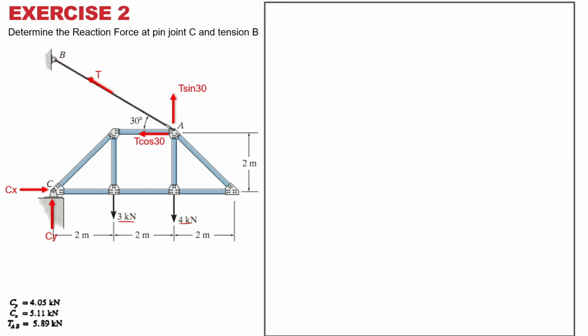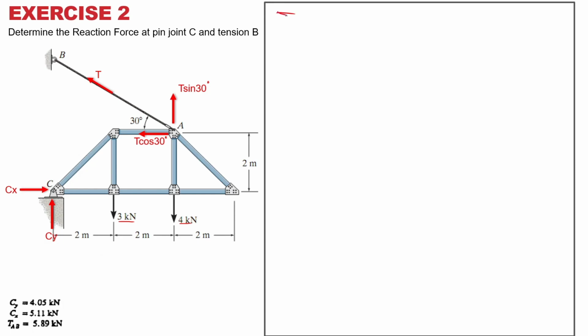Yeah, this is a cable that we label as T, as tension, right? So the cable is there, and we have to resolve it. So there are two components, T cos 30 degrees and also T sine 30 degrees. So there are two components for this T.